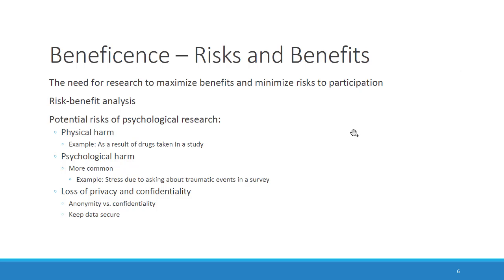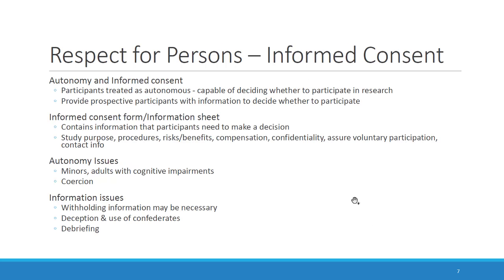Also important to know is that it's really important to keep your data secure, and this has to do with confidentiality. So if you do have confidential information from participants, make sure that you're keeping that data safe. Okay, so that wraps up beneficence in terms of risks and benefits. Let's talk about respect for persons, and this has to do with autonomy and informed consent.